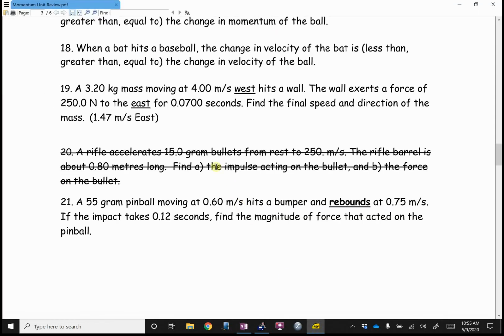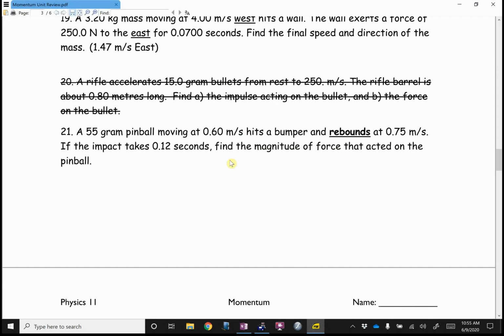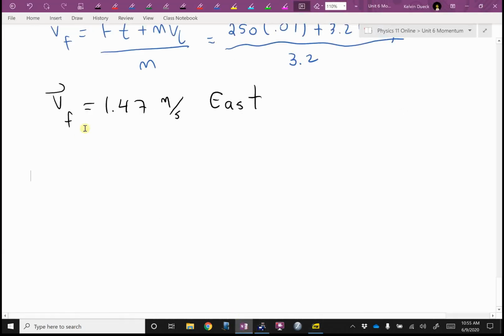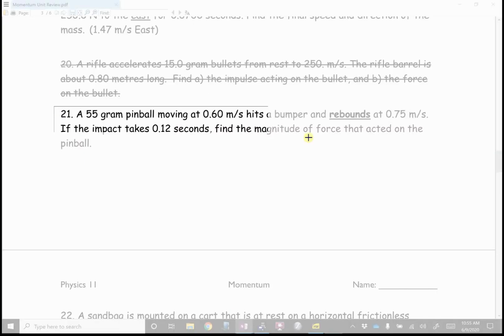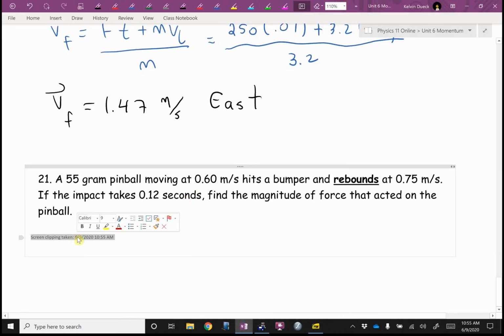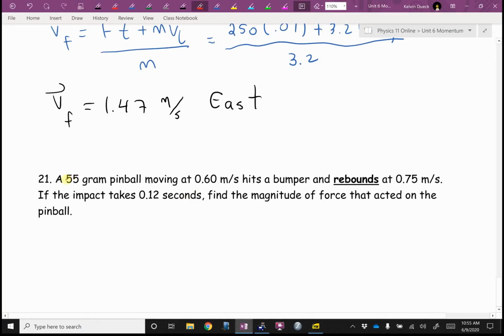Number 20. Oh, we skipped number 20. Number 21. I like number 21. Number 21 is a nice question. A couple of things I don't like about it. Grams. Nice try, Mr. Dewick. 0.055 kilograms. The fact that we rebound means there's a change in direction. So I'm going to let one way be positive and one way be negative. I'll let the rebound be positive because I'm imagining the pinball is rebounding up-ish. And I'll let that be negative as though it's falling down towards the pinball bumper. And they want me to find the force.